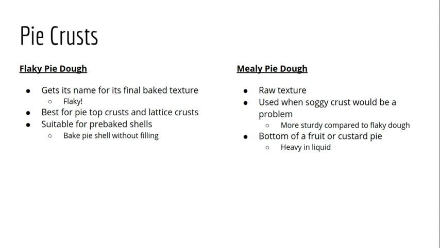Then you have your mealy pie dough. This is just more of a sturdy dough. So when you have a very heavy filling, this is going to be good. Okay, so when a soggy crust would be a problem, it's just more sturdy compared to a flaky dough, and this is really good for a fruit or a custard pie. Again, because they have a lot of liquids, they could very easily seep through that pie crust, and you just don't want that because then it all falls apart.